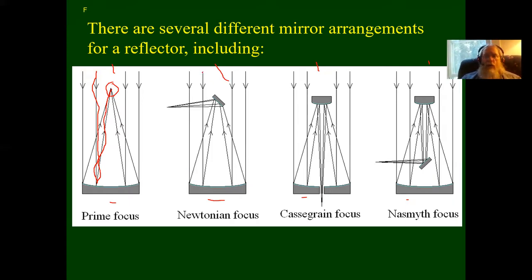The second one is common on amateur telescopes. It's called Newtonian focus, named after Isaac Newton who invented it. So again, the light reflects off the primary up to a small secondary mirror, small enough so that mirror and its supports don't block too much light, and then is brought out to a focus on the side here. This is commonly seen on amateur telescopes, but you don't see it often on professional scopes.